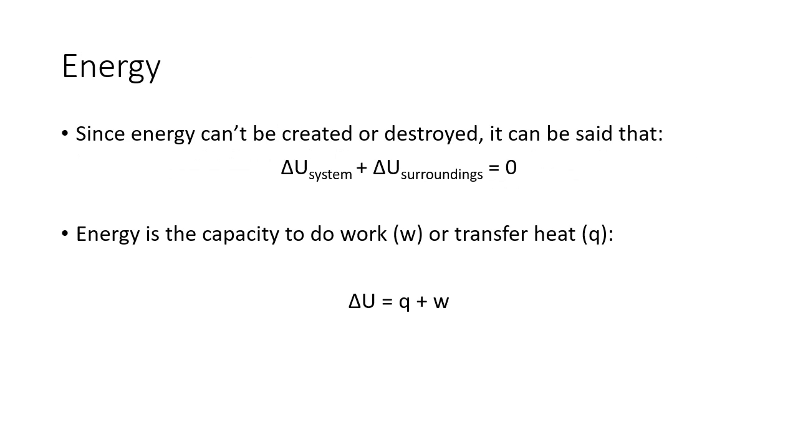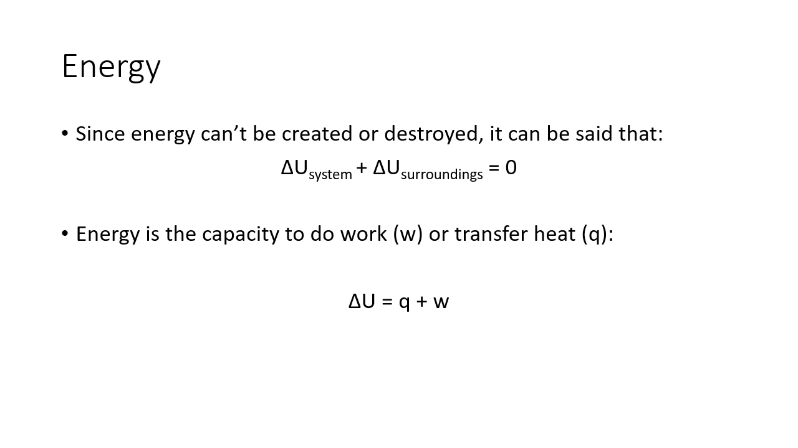Since energy can't be created or destroyed, it can be said that the change in the internal energy of the system, so if the system changes its energy, and the change in the internal energy of the surroundings, if those are both added up, they should equal 0. If the system is losing energy, then the surroundings should be gaining energy and vice versa.